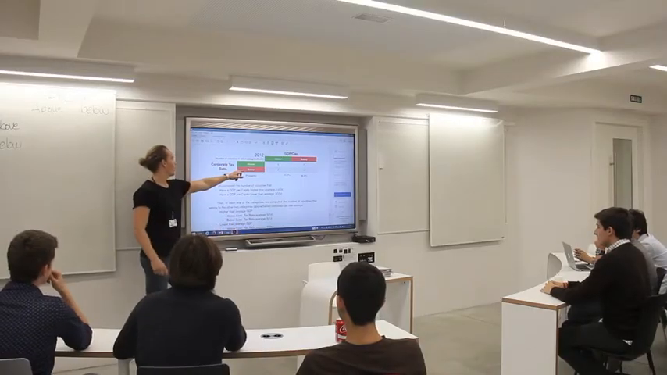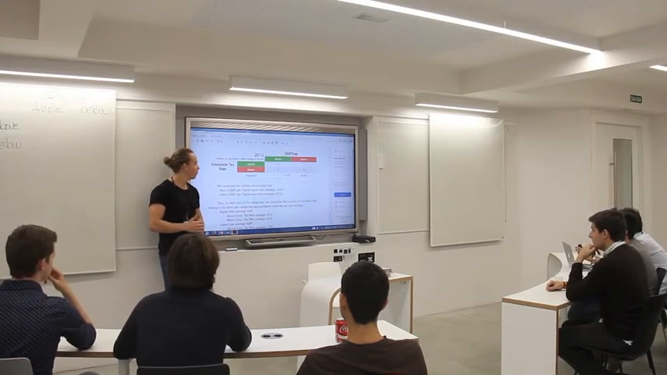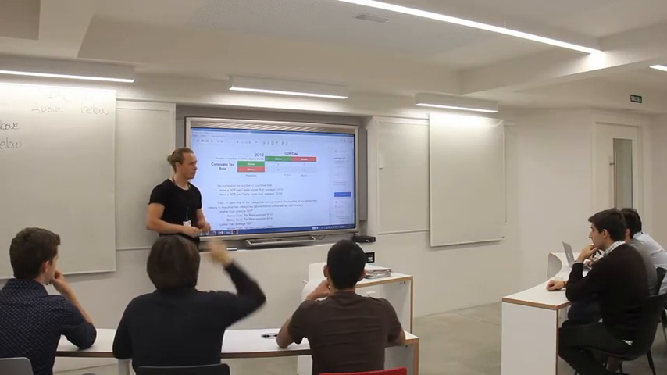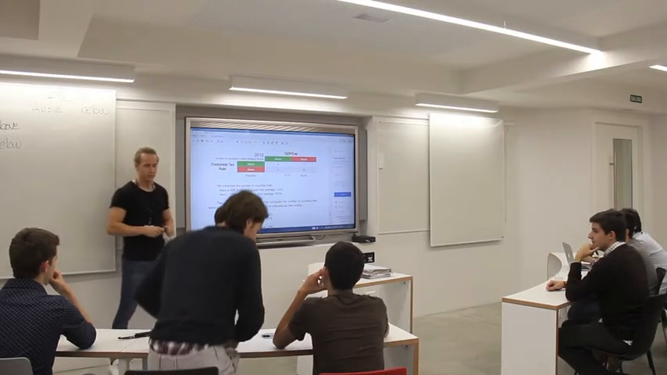Given these numbers that we have here, can someone give me a conditional probability? Come up to the board and explain it to the rest of the class. Fredrik? Can we calculate it? Of course you can.